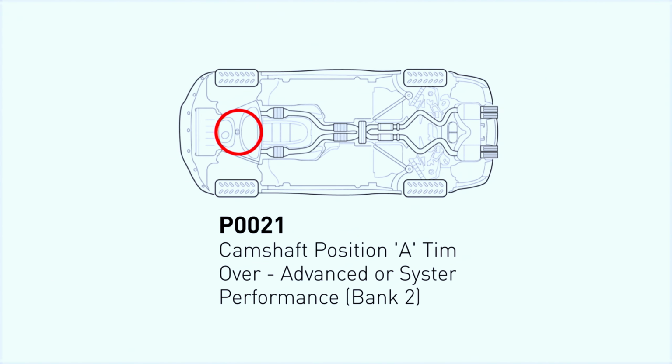Before we get our hands dirty, let's quickly explain what the P0021 code means. The code is triggered when the engine control module, or ECM, detects that the camshaft timing is more advanced than it should be. Camshafts control the opening and closing of your engine's valves, and if they're out of sync, your engine won't run smoothly.